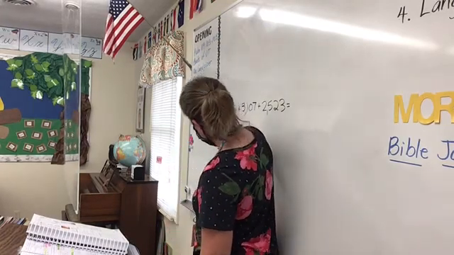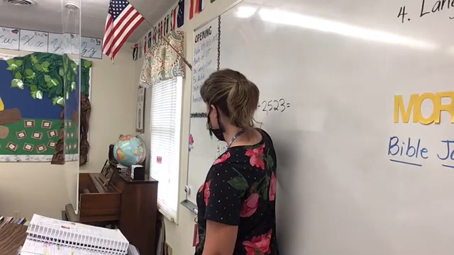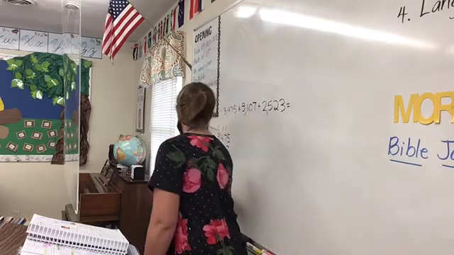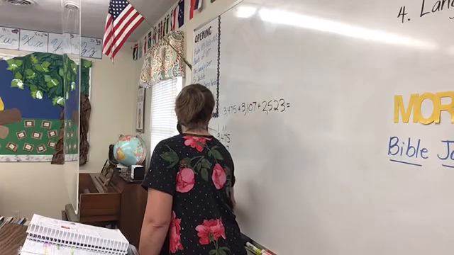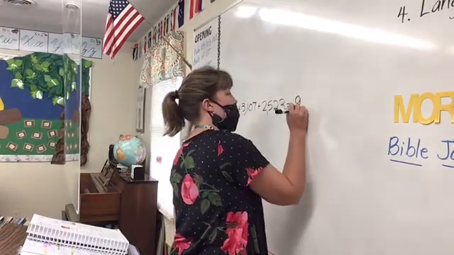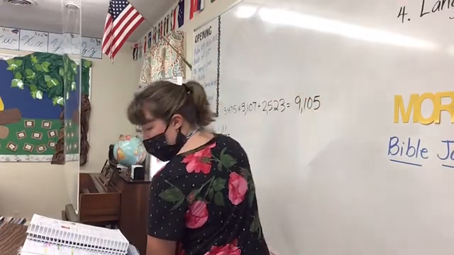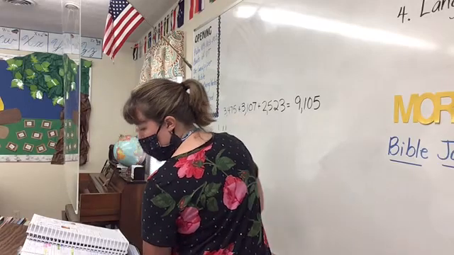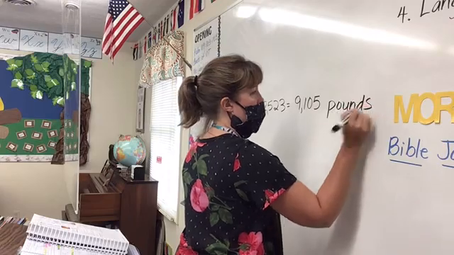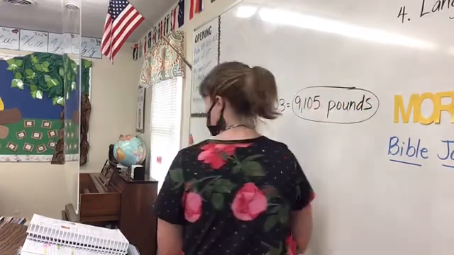And then here, I just maybe add down. So 1 plus 3 is 4, right? 4 plus 3 is 7, and 7 plus 2 is 9. So our answer is 9,105. What's the question again? How many pounds? So it's pounds. Okay. Good.